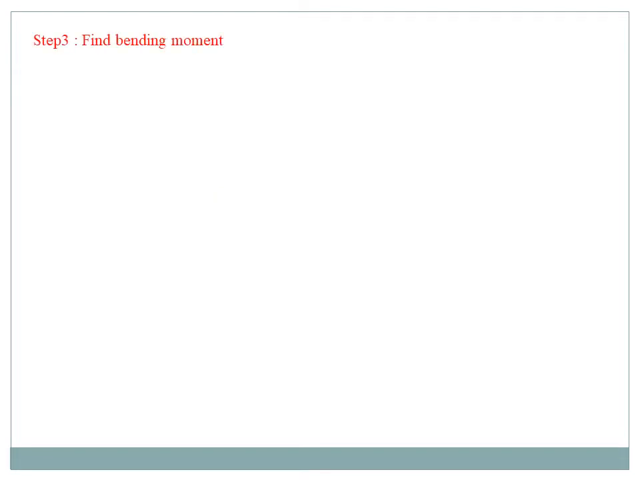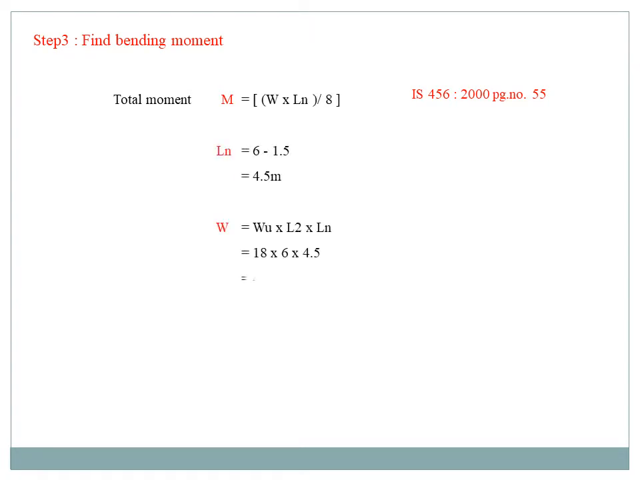Step number 3, find bending moment. This formula is taken from our code book IS 456-2000, page number 55. Then total moment M is equal to W into Ln divided by 8. So this formula is in our code book, page number 55. So now we can find out the Ln. Ln means clear span. So our span length is 6 meter.